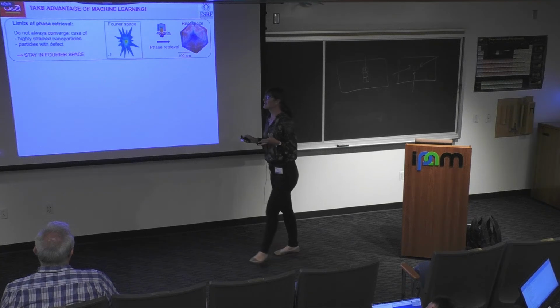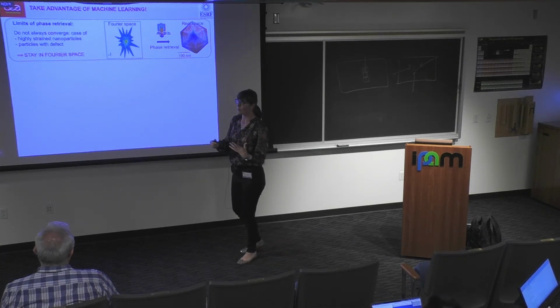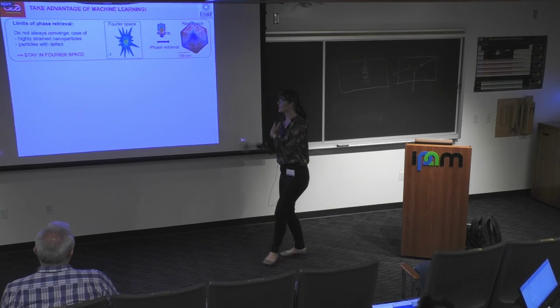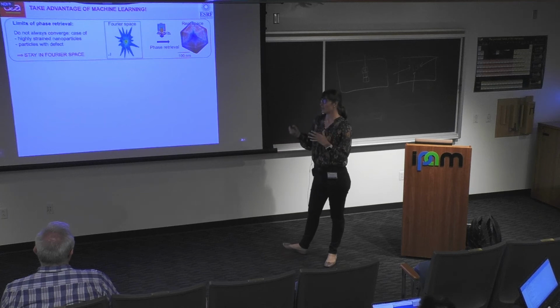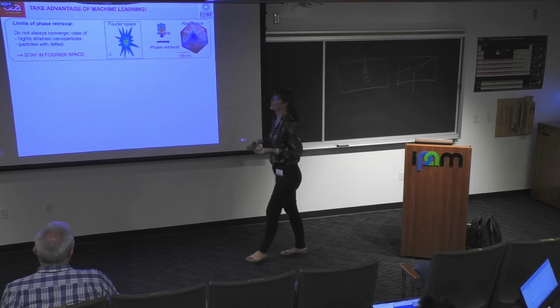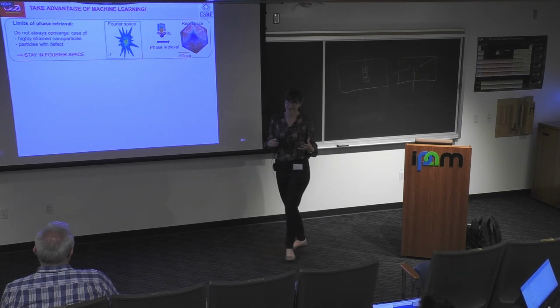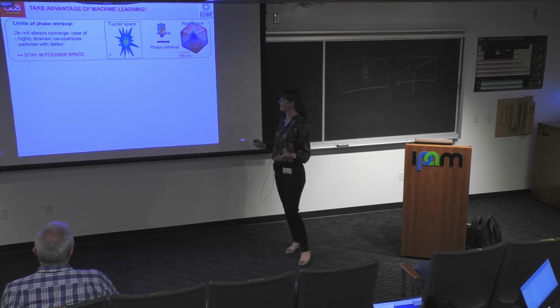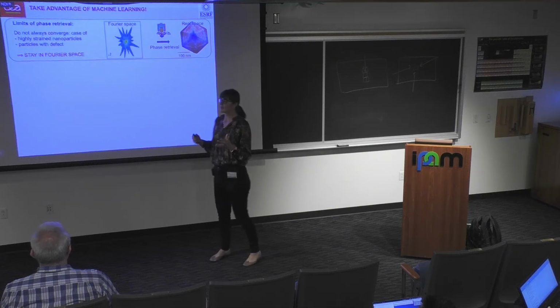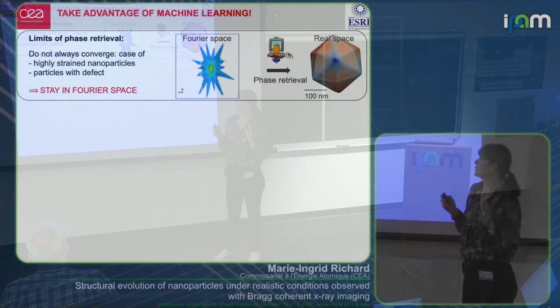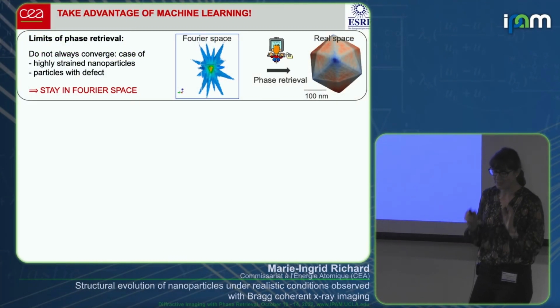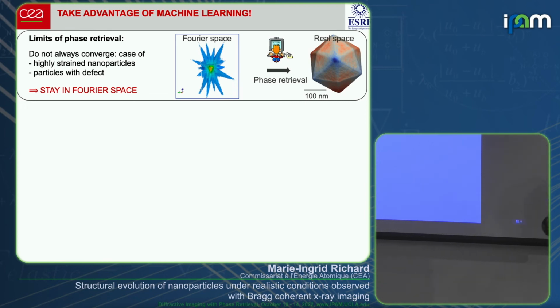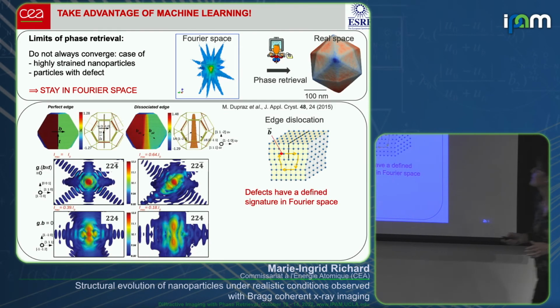There are some limits of phase retrieval when we are working in Bragg coherent diffraction imaging: phase retrieval does not always converge, and this is the case for highly strained nanoparticles or particles with defects. So the idea was, if we want to do classification for particles with defects, we just have to stay in Fourier space.